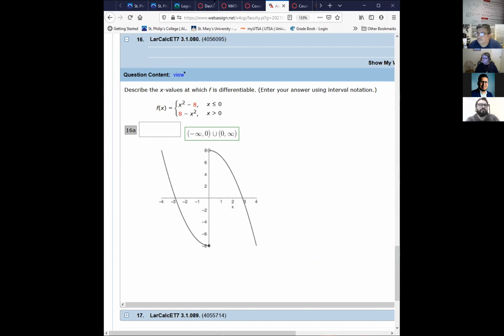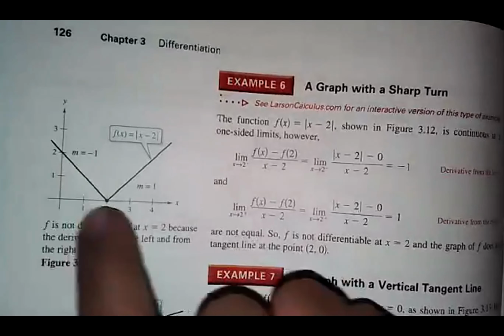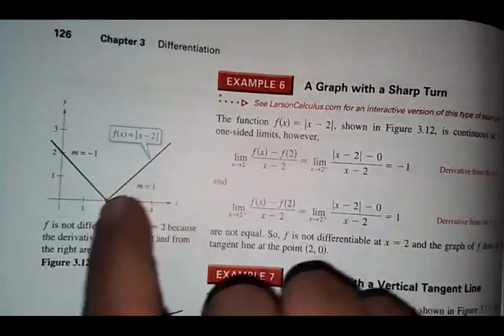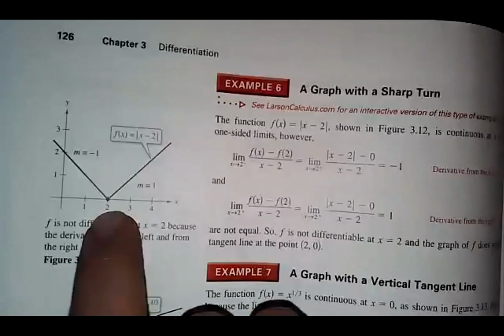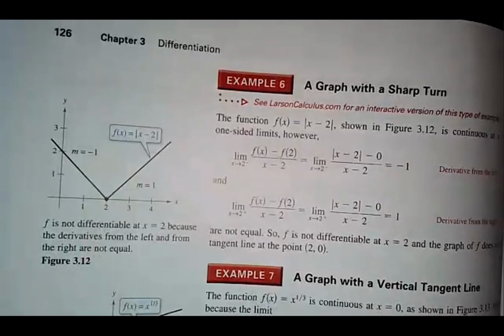Let me actually close this. One second. Here we go. I can see it better now. So this is differentiable everywhere except at 2 because it's a sharp edge. So this cusp is not differentiable.